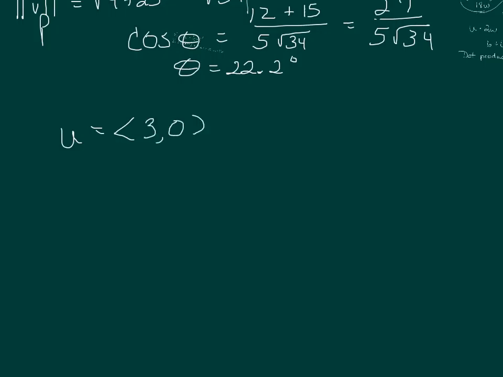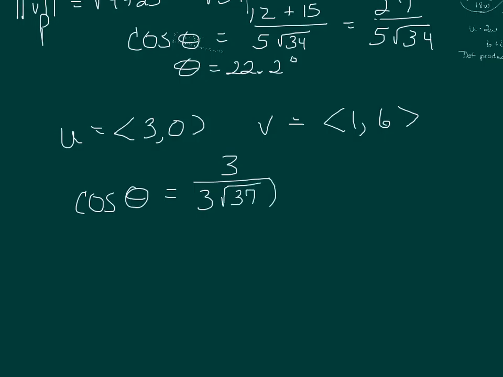Let's use vector u is 3, 0, and vector v is 1, 6. Find the angle between those two vectors. All right, the cosine of theta, what's the dot product? 3. What's the magnitude of u? 3. What's the magnitude of v? Square root of 37. Be sure that you put this in parentheses. So theta equals 80.54 degrees.